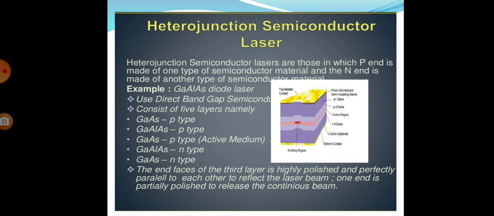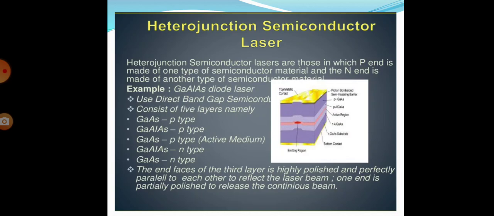Heterojunction semiconductor laser. Heterojunction semiconductor lasers are those in which the P end is made up of one type of semiconductor material and the N end is made up of another type of semiconductor material. Example, gallium aluminum arsenide diode laser. Here, direct band gap semiconductor is used.